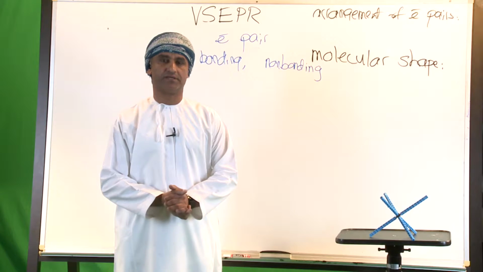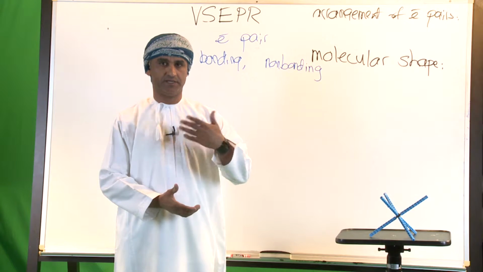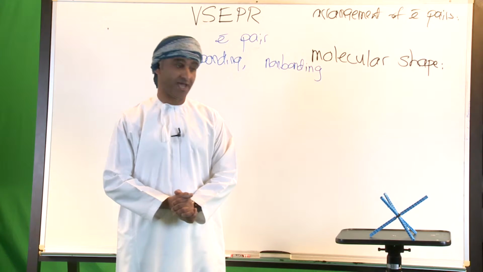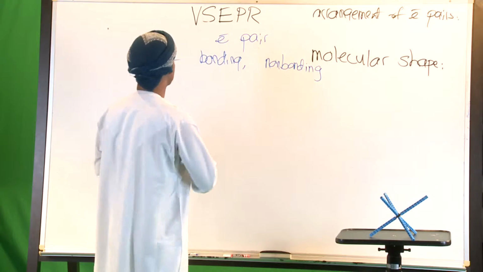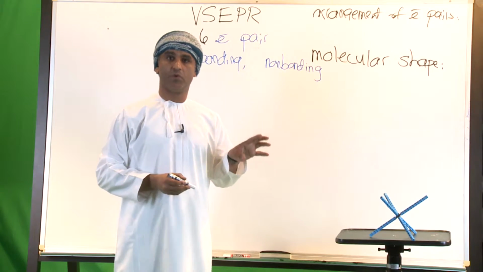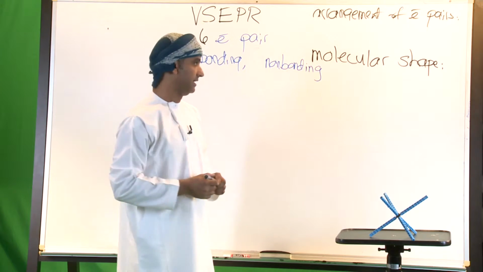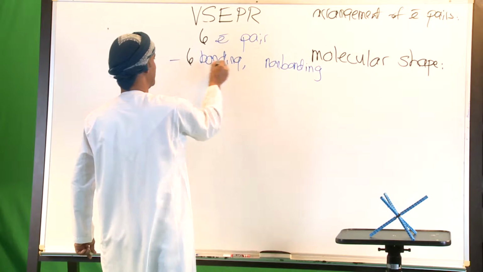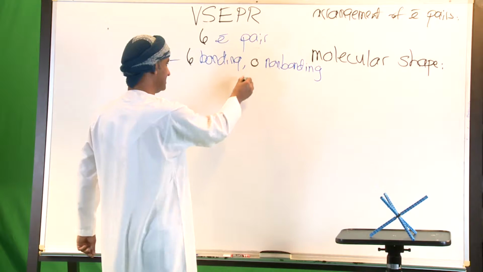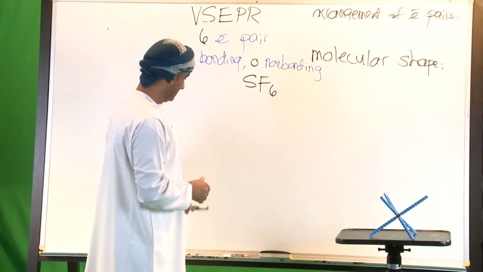The last electronic case in our discussion of the VSEPR model and prediction of molecular shapes based on Lewis structures is a 6-electron pair case. So a 6-electron pair case, and we begin when all of these electron pairs are bonding and none of them is non-bonding. So 6 bonding, 0 non-bonding, and we take SF6 as a typical example in this category.